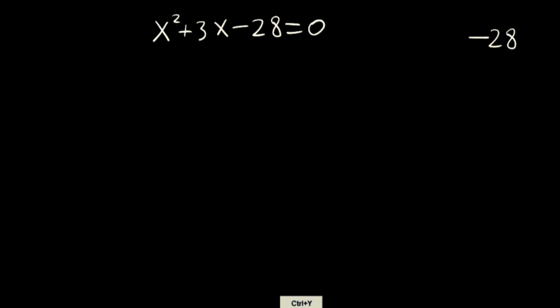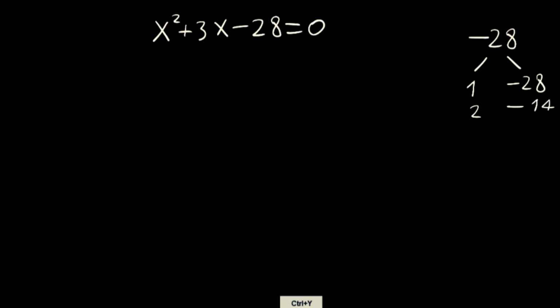Let's try another one like that. Let's say we have x squared plus 3x minus 28. So, what two numbers multiply to negative 28, but add to 3? Go ahead and try it. So, if we divide negative 28 by 1, we'll get negative 28. If we divide negative 28 by 2, negative 14.